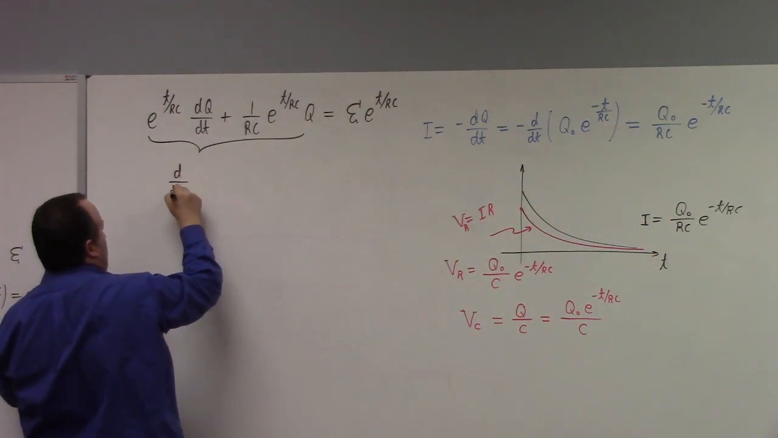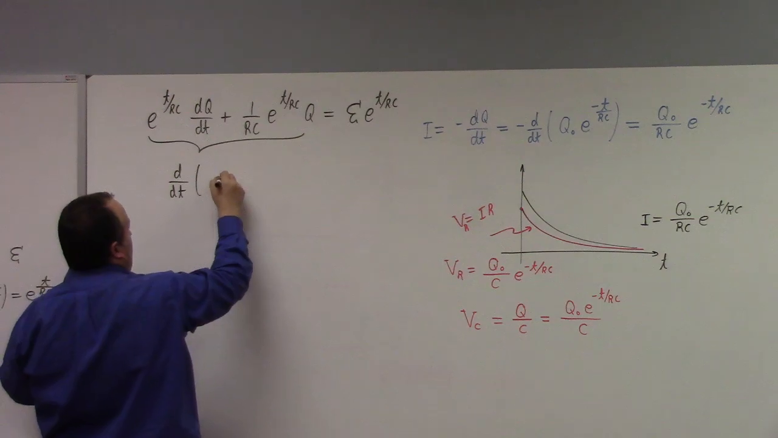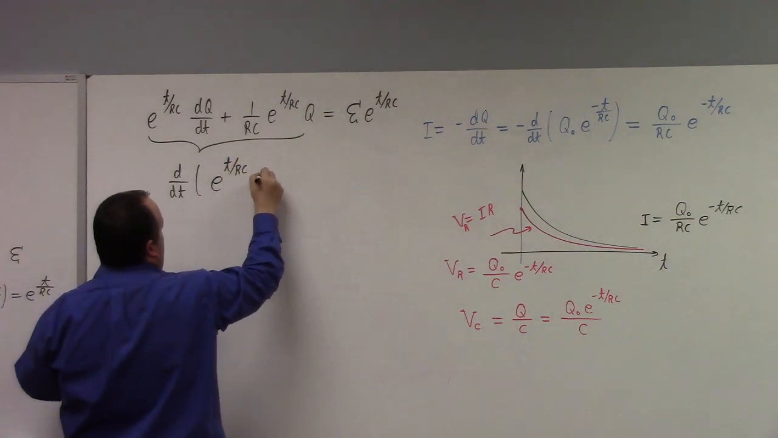All right, so then you tilt your head, you squint, search your heart, find it to be true. This is the time derivative of the product of the integrating factor e to the t over RC and the charge Q.